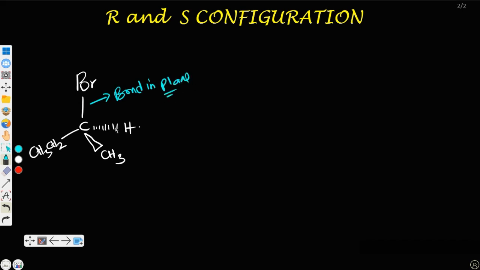While these ones mean bonds that are going away from you. Are you getting it now? Like they are pointing away from you. While this other one here means bonds that are pointing towards you. Are you getting it now? So wedge structure, bond going away. This one, bond pointing towards you.